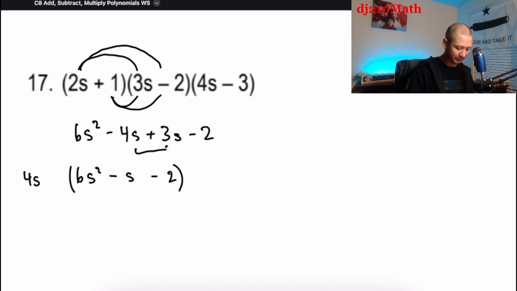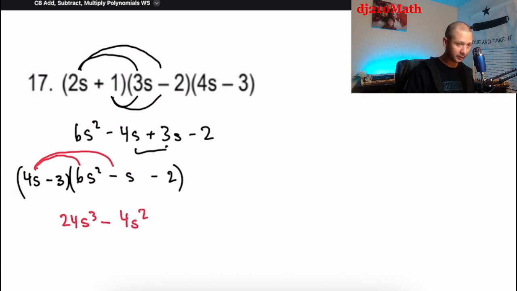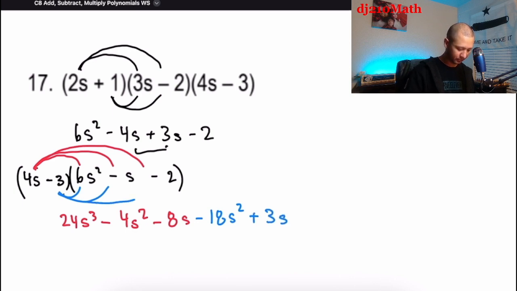All right, times 4s minus 3. So first two, we got 24s cubed minus 4s squared minus 8s. All right, second term, negative 18s squared plus 3s plus 6.